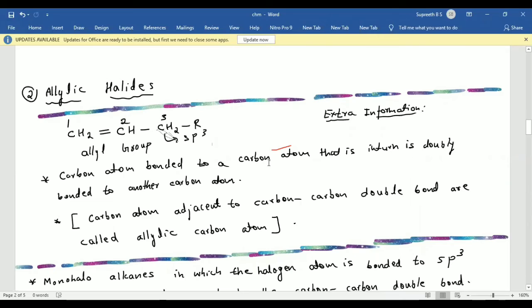Clear? Carbon atoms adjacent to a carbon carbon double bond are called allylic carbon atoms. In this case, you can clearly observe the third carbon atom is allylic because it is sp3 hybridized and attached to an sp2 hybridized carbon atom, nothing but a carbon atom attached to a carbon containing a carbon carbon double bond.